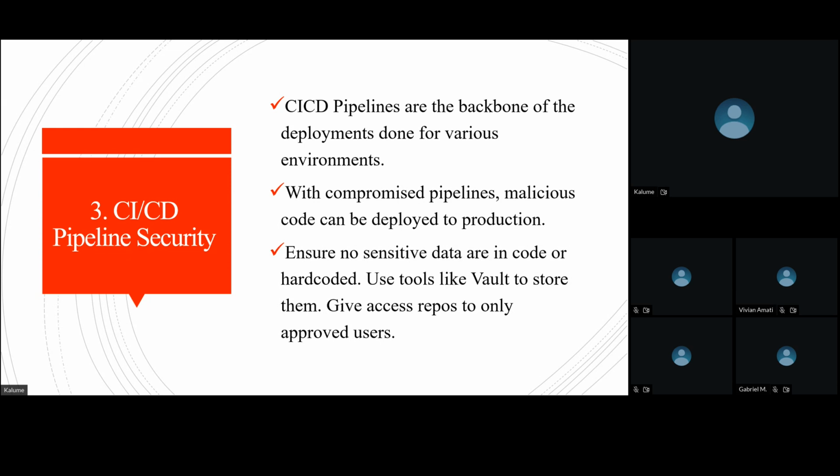So also ensure no sensitive data is in your code or hard coded. Use tools like Vault to store them. Vault is for HashiCorp, so you can store your credentials there, then you call it. On GitHub, you have the environments, where you can store the environment variables. You can store your secret there. So you just call your secrets and use them only when you need them. So there are no secrets or credentials on the repository.